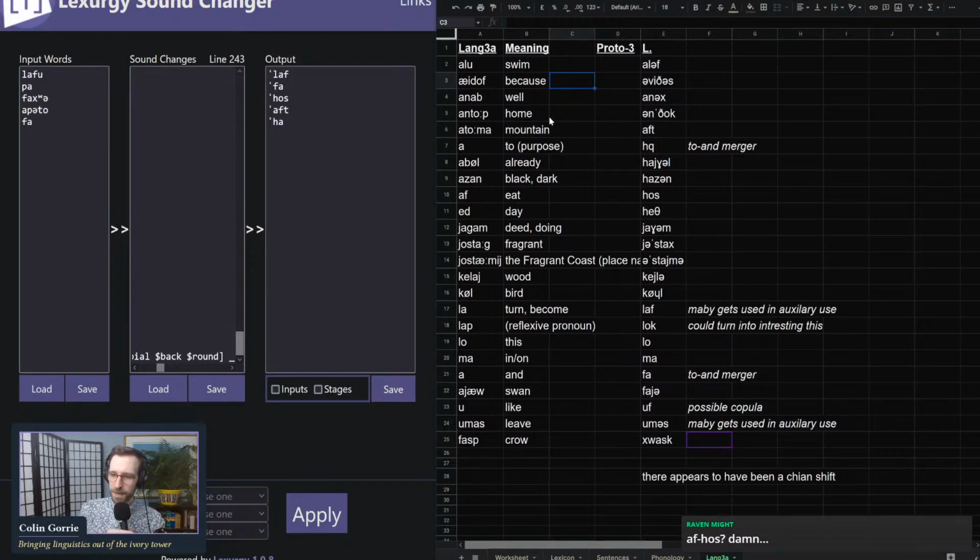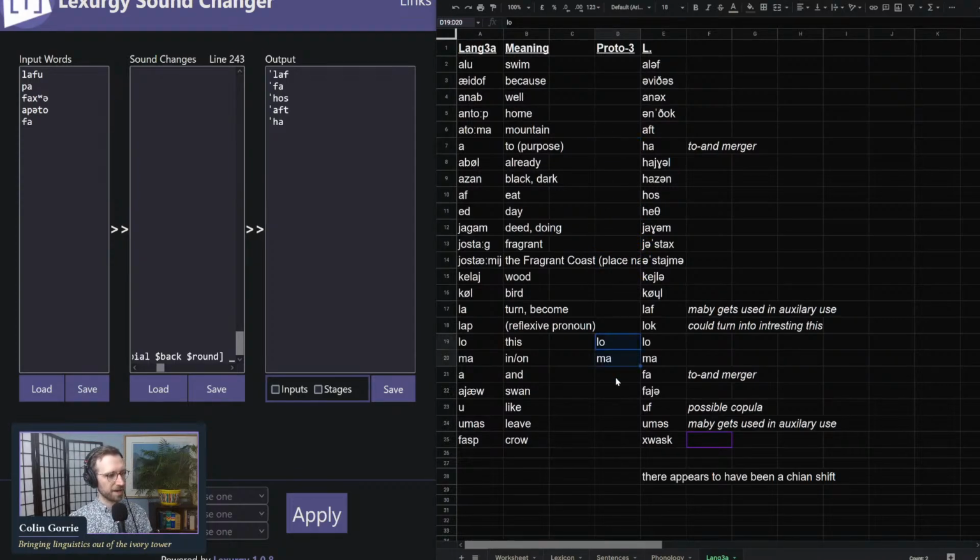If we were to do a bit of reconstruction on this, oops, that should be ha. What would we say? Proto 3, let's do the easy bits. Proto 3, lo and ma are the same. Umas and umas are almost the same. Let's see. What else do we have? We have this correspondence of 0 in Lang 3a and f at the end of Lenethailef, which is probably a deletion.